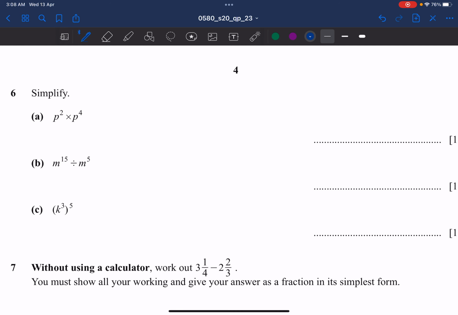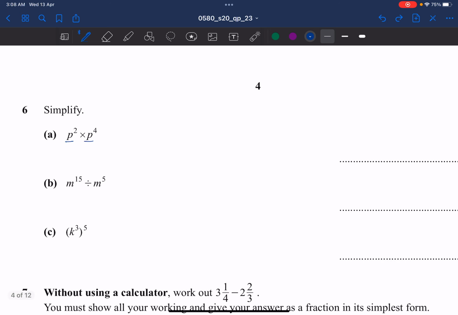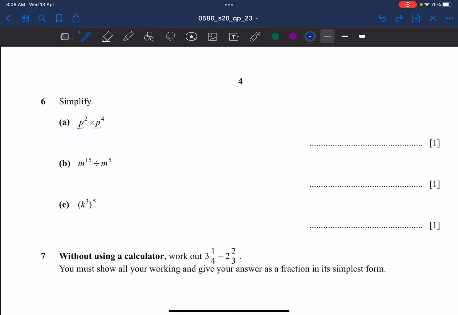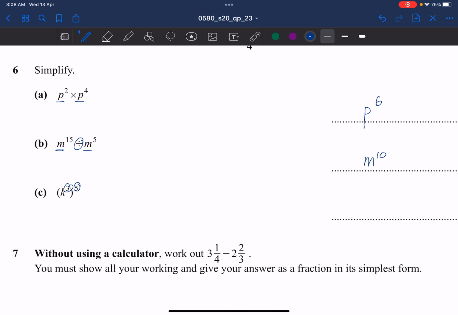Question 6. When we multiply two numbers with the same base, we add their indices, right? This is the so-called index law or indices law. So this is p to the power of 6. When we divide, same base, we minus the power, so it's m to the power of 10, right? 15 minus 5, we get 10. When we have power of power, we multiply them, so we have k to the power of 15.